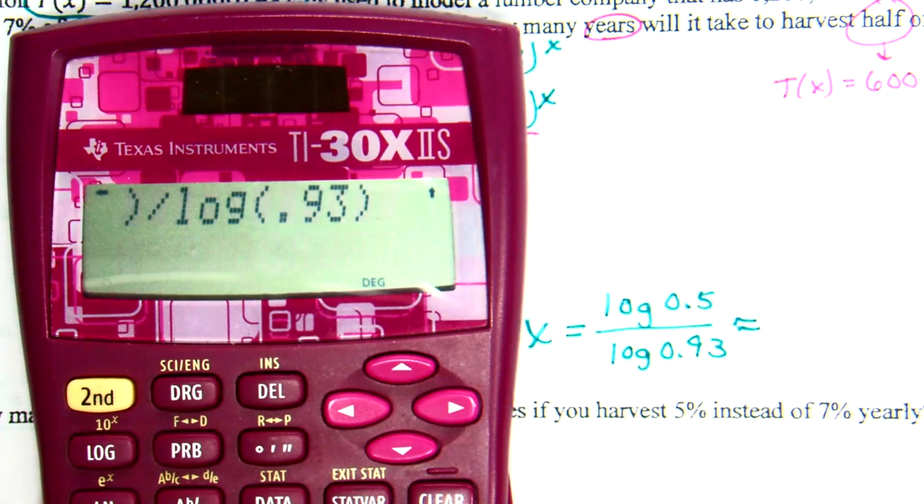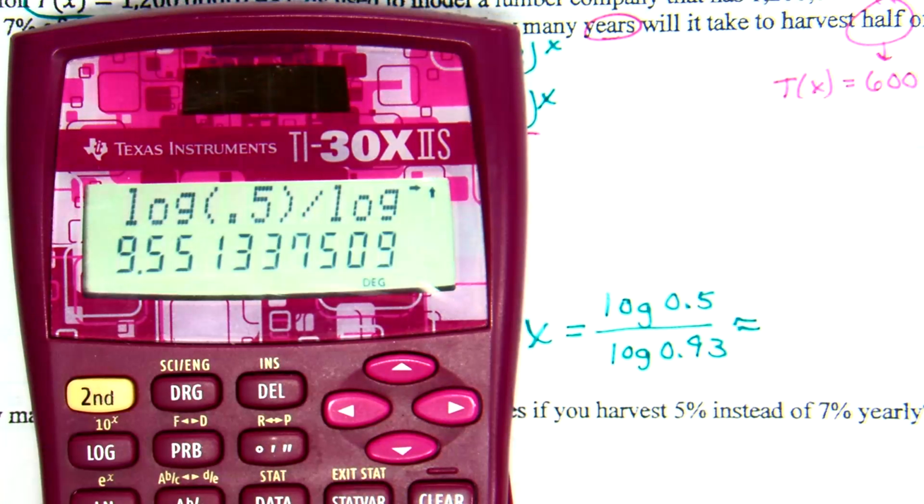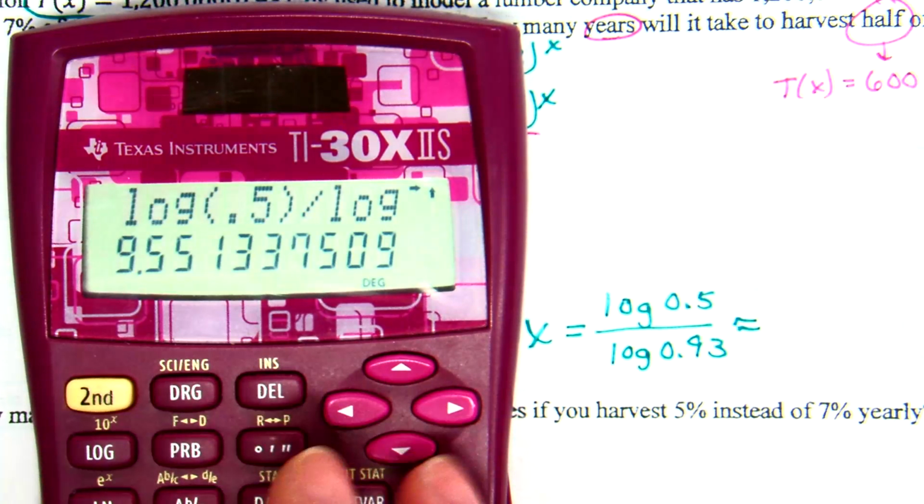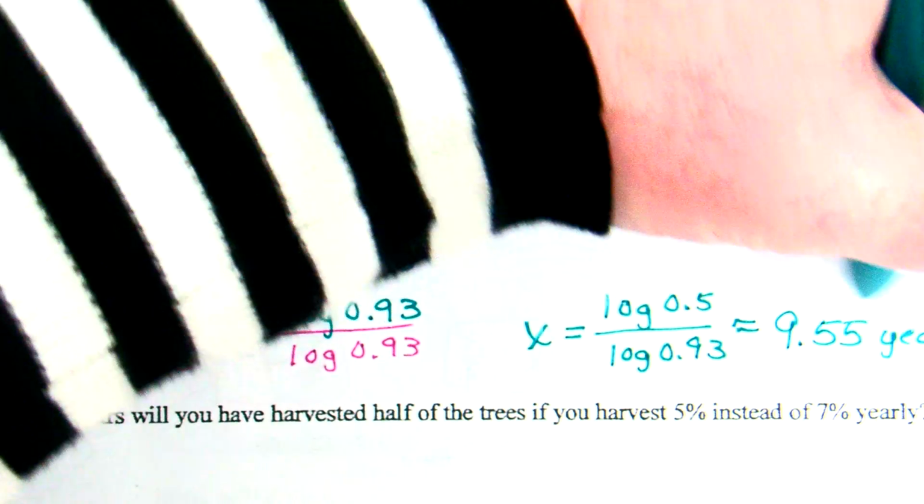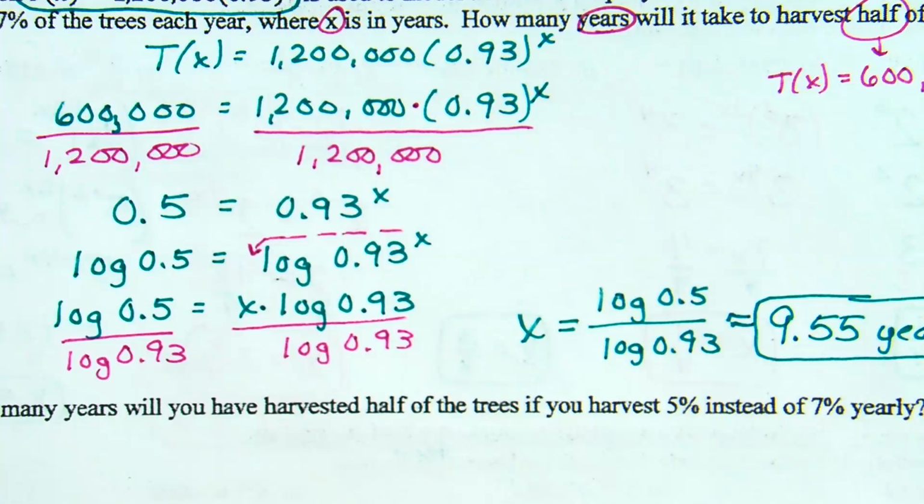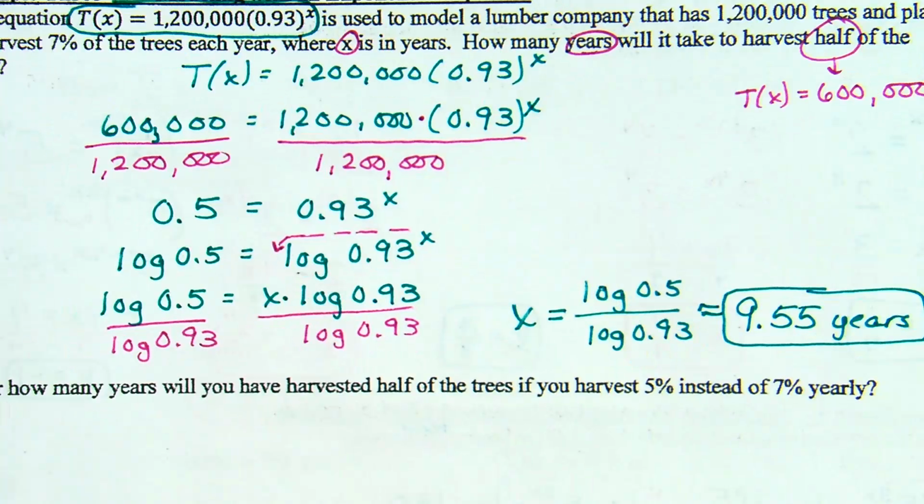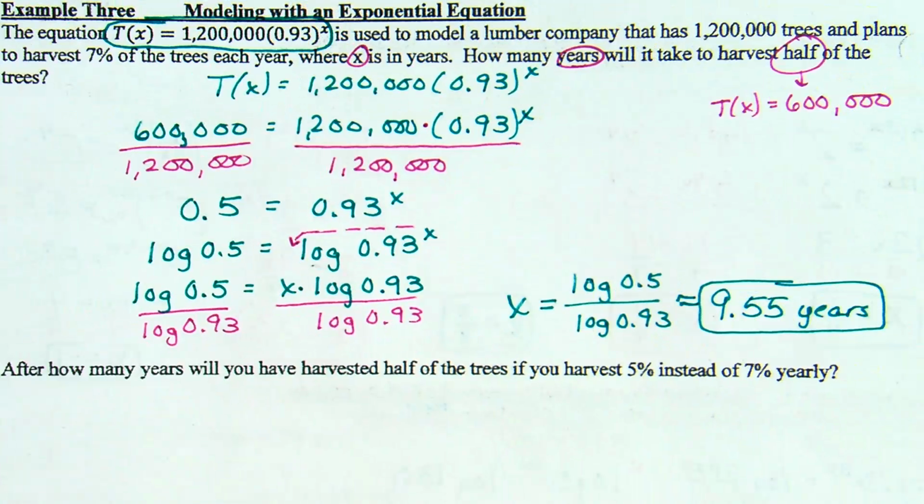Did your answer match my answer? I have two decimal places written down. So I have written down that this is approximately 9.55 years. So it's going to take just a little over 9.5 years to get rid of 600,000 trees at the rate they're going. That's a long time. That's a lot of trees.